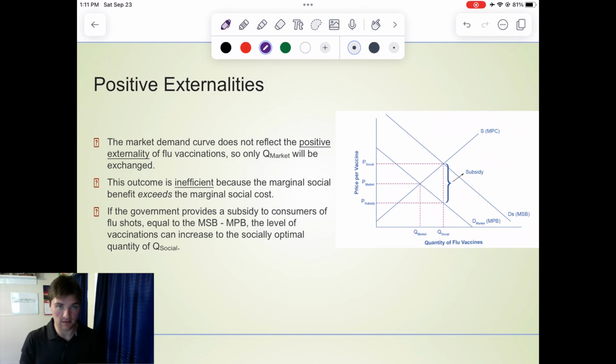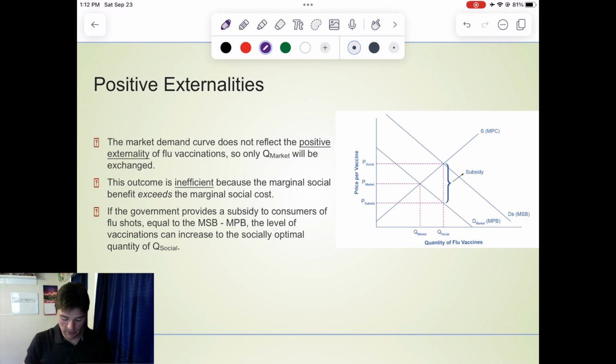All right, so let's look at this example. The market demand curve does not reflect the positive externality of flu vaccines. So basically, when you get a flu shot, that is the market quantity, right? That's what you were doing, market quantity. Now, because you get the flu vaccine, this is causing some extra benefits that sometimes are unknown. Maybe you're not getting sick, and that causes a benefit to somebody else because you're not getting sick. Things like that are the extra benefits of getting a flu vaccine.